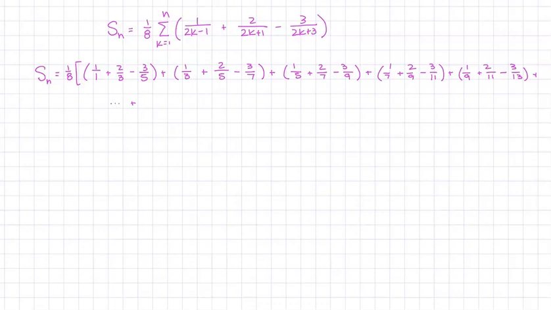All right, if we take a look, we have this fraction and this fraction and this fraction all with a denominator of 5, and they will cancel out. 2/5 and 1/5 is 3/5. That cancels out with a negative 3/5. So they're gone.